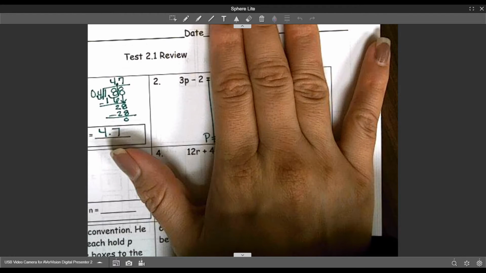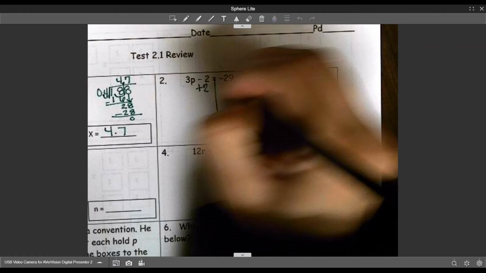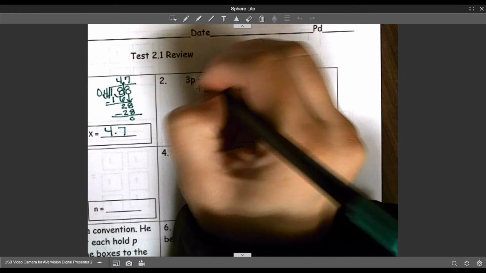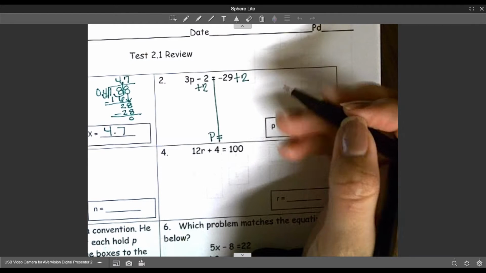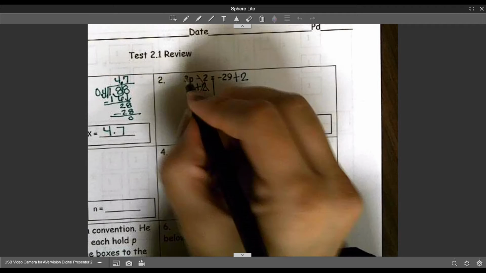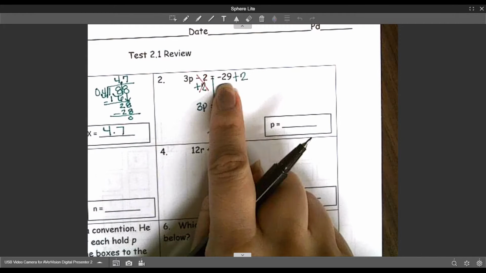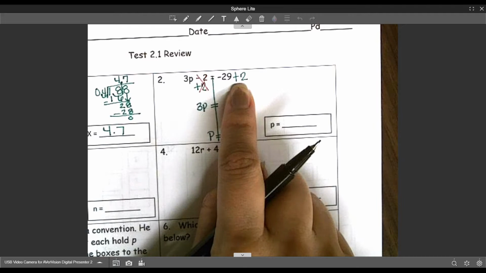Yes, that is correct, a negative 2. And the opposite of a negative 2 would be a positive 2. So I'm going to do plus 2, plus 2. Negative 2 plus 2 is 0, so that's canceled out. I'm left with 3p on the left side, and negative 29 plus 2. What is negative 29 plus 2?